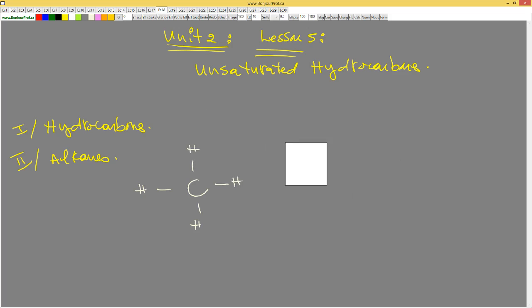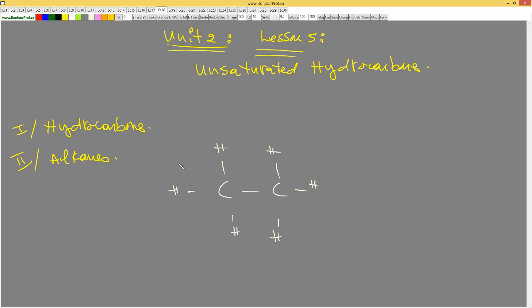Now, what if I have 2 carbons? If I have 2 carbons, what will the carbons do? They will bond to each other like that, and each one is going to look to complete the other legs. Because there is a lot of hydrogen, they will take hydrogen in each place. And how many hydrogens do I need in this case? I need 6. 1, 2, 3, 4, 5, 6. If I have 3 carbons, etc.